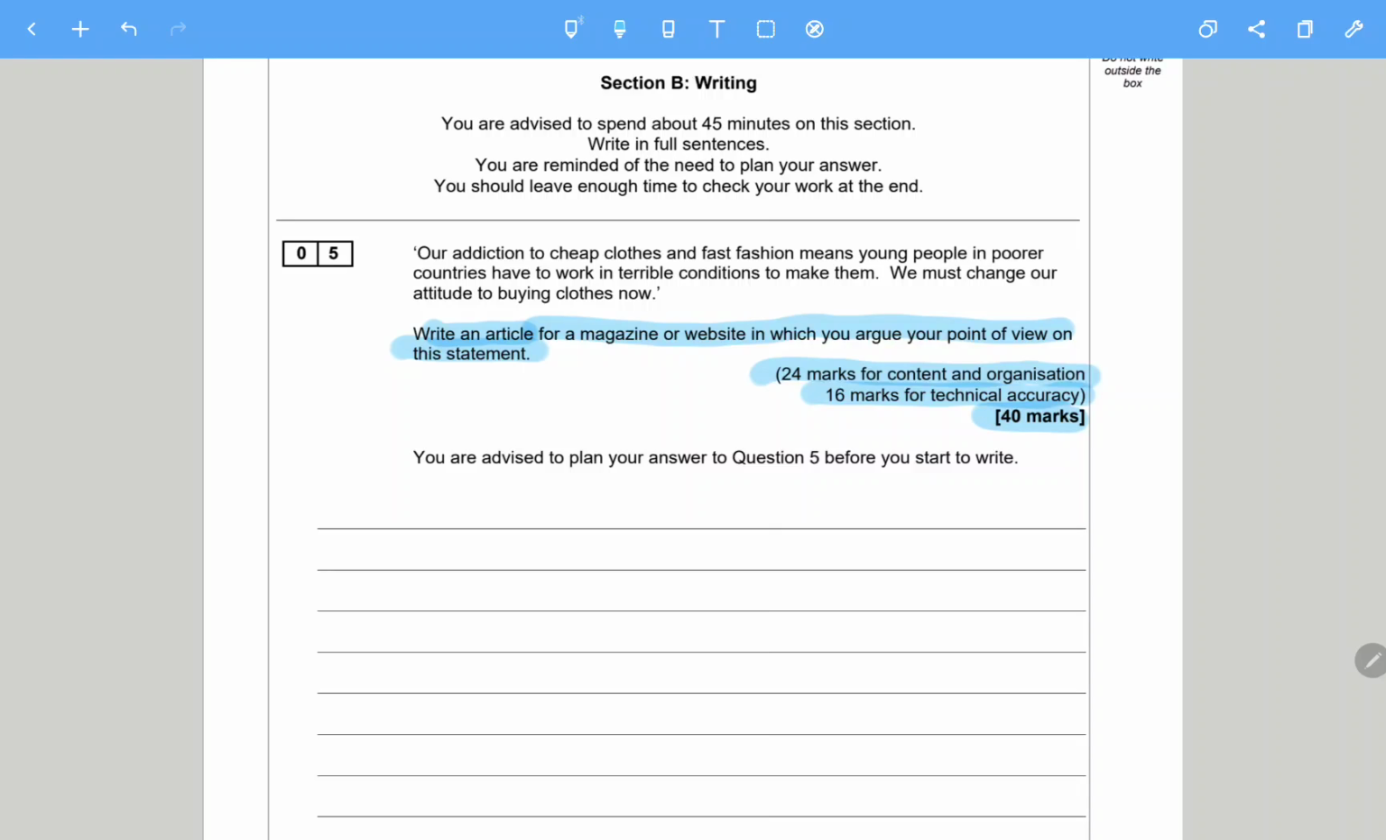Now we need to break down the question, look at the important parts of the statement. So our addiction to cheap clothes and fast fashion, that's important here, so I'm going to highlight that, means young people in poorer countries have to work in terrible conditions to make them. We must change our attitude to buying clothes now. So you have to argue your point of view on this statement. So again, the examiner is not looking for the right or wrong answer. They are looking for you to show the following.